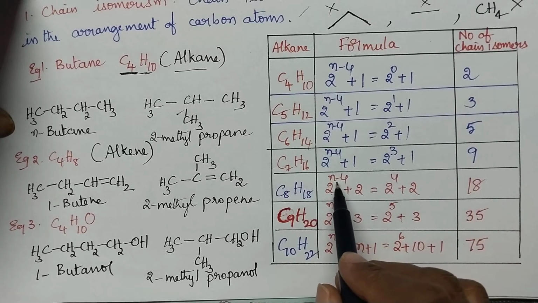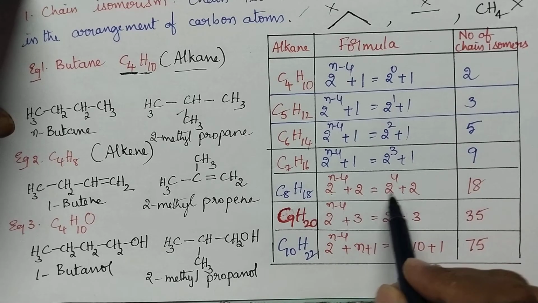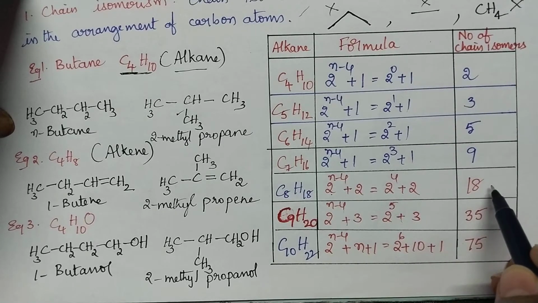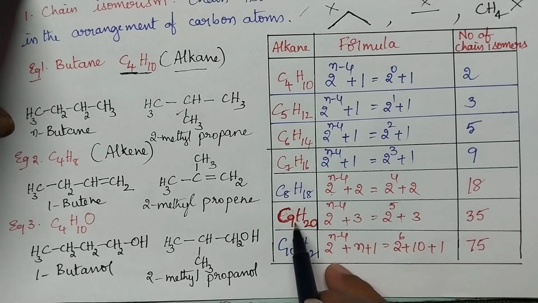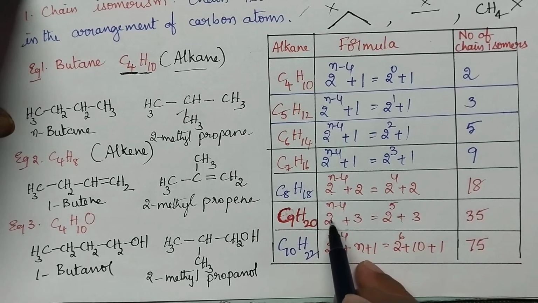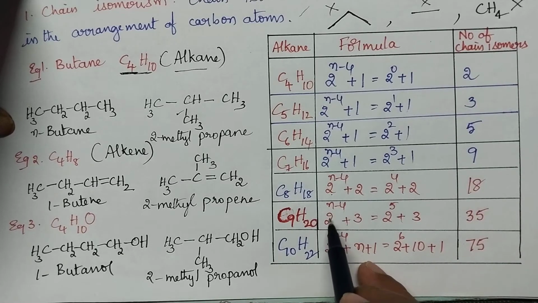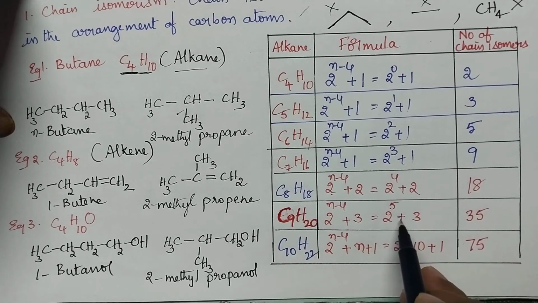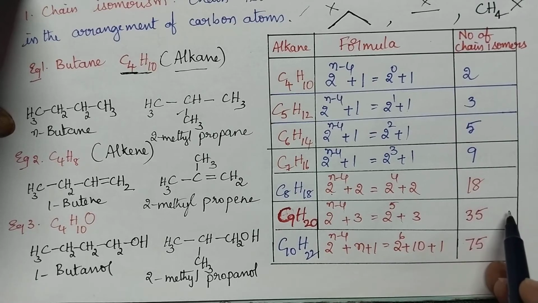N is equal to 8. So 2 power 8 minus 4 plus 2, that is equal to 2 power 4 plus 2 and hence the corresponding chain isomers are 18. If n is equal to 9, then we have to use the formula 2 power n minus 4 plus 3. Here n is equal to 9 and hence 2 power 9 minus 4 plus 3, that is equal to 2 power 5 plus 3 and hence 35 chain isomers are possible.